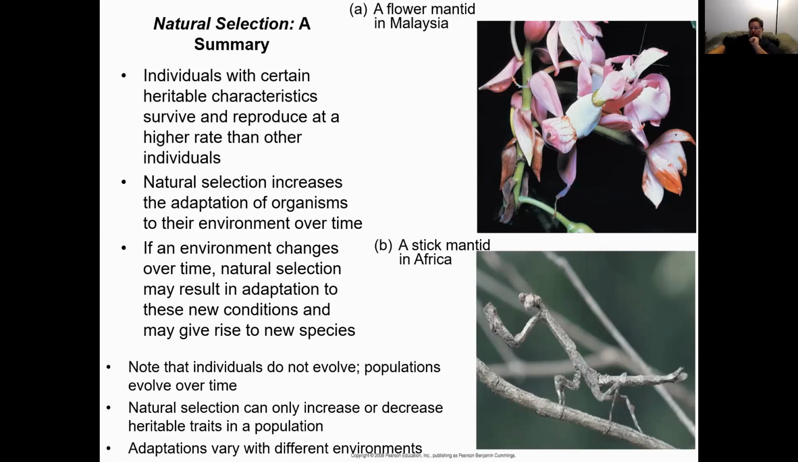Note that individuals do not evolve, populations evolve. It's not the individuals that are choosing to become something different. It's not Lamarckian evolution. Remember, Lamarck thought if you work out or stretch your neck, then you will evolve and change. It doesn't work that way. It's the population of individuals, and those that have the traits that are needed survive and reproduce.